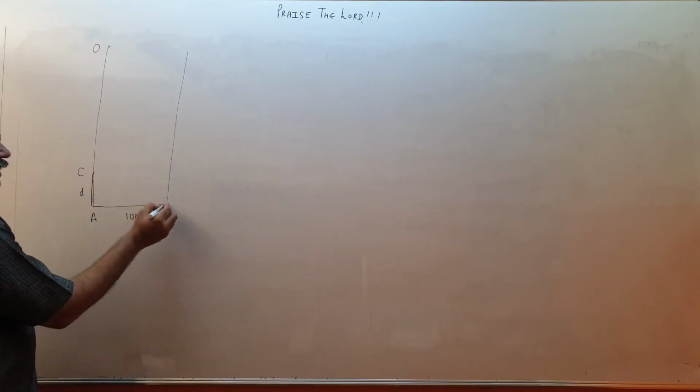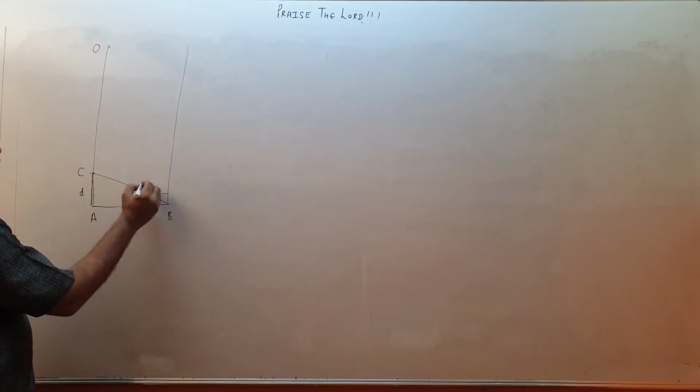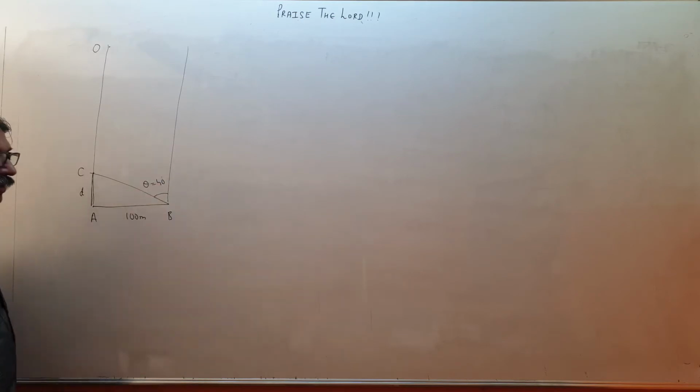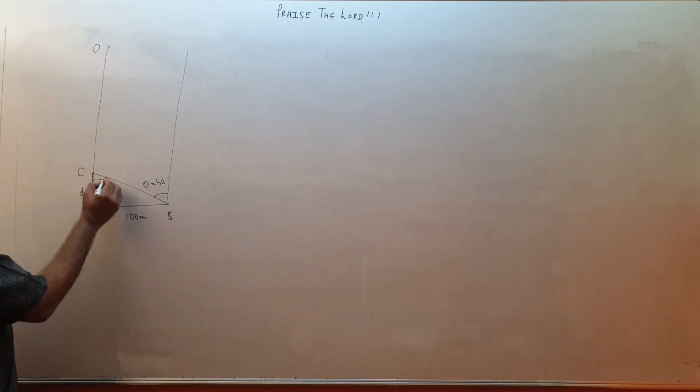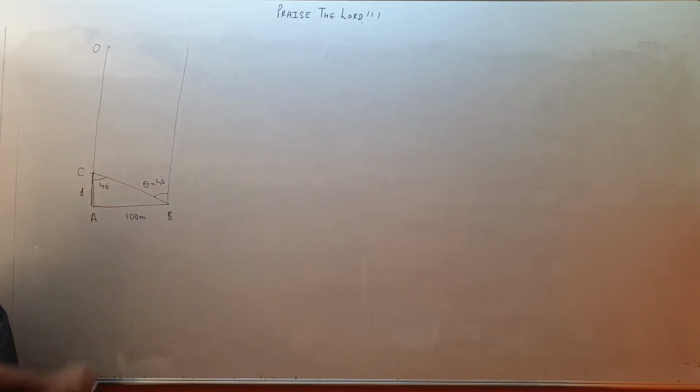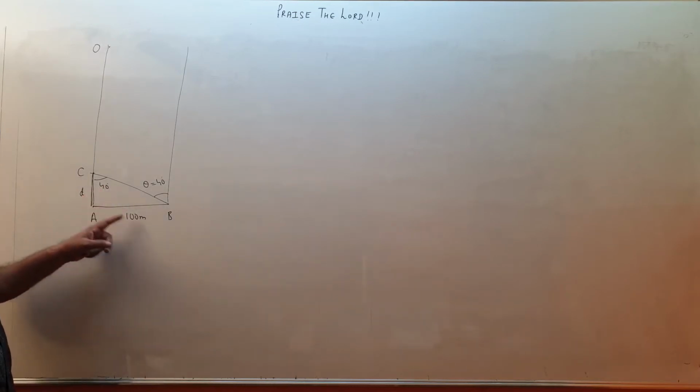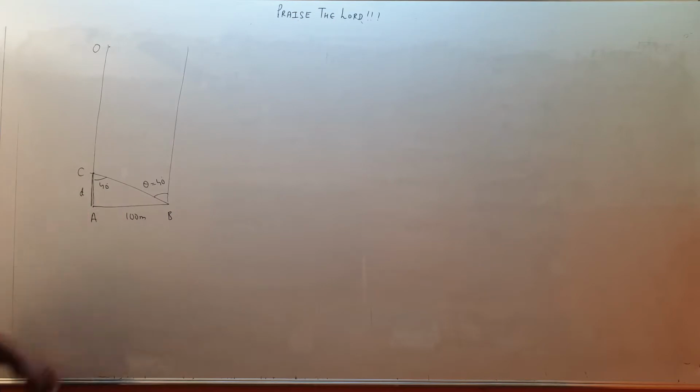And when he looks at C, yes, this angle, he finds this angle theta to be 40 degree. So by alternate angles, this angle is also 40 degree. This is 100 meter. We have to find D. Children, we can apply trigonometry. Tan 40 will be opposite upon base. So tan 40 will be 100 upon D.